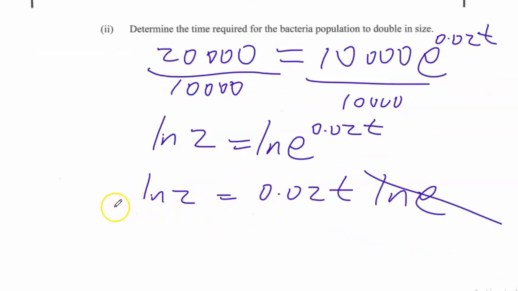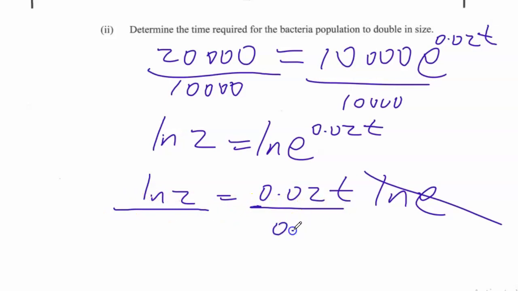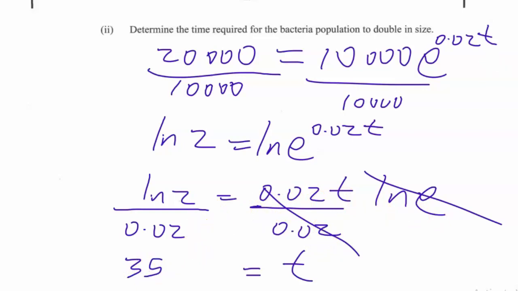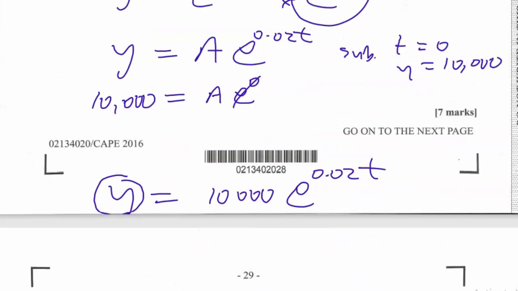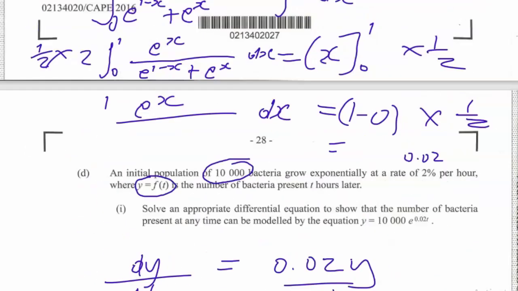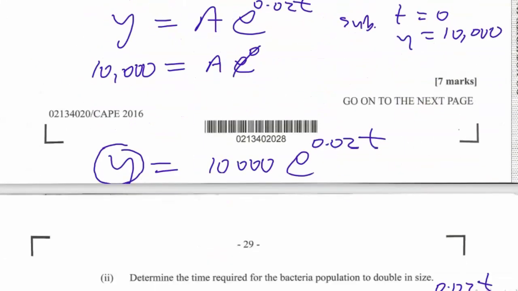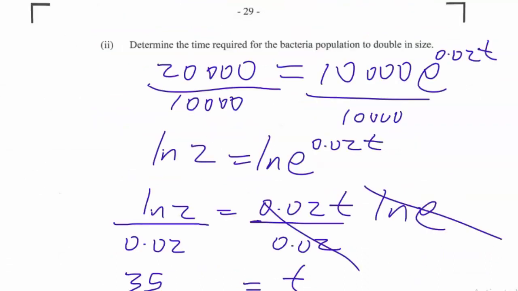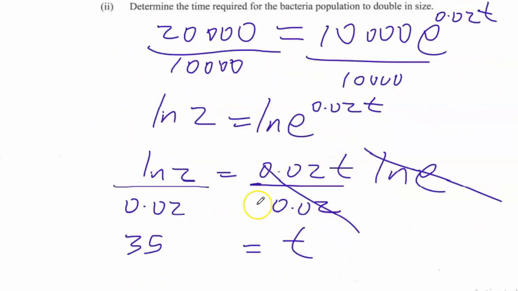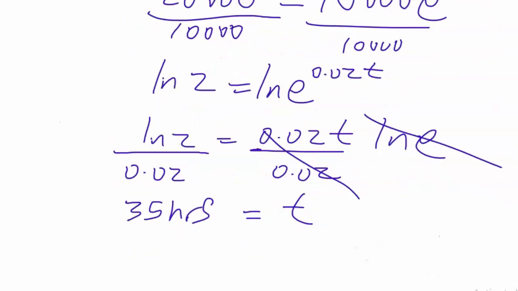Alright, to find t, we can divide both sides by 0.02. So t is log 2 divided by 0.02, which is approximately 35, rounded to the nearest whole number. The time is in hours, right? So it's 35 hours. So the time would be 35 hours approximately.